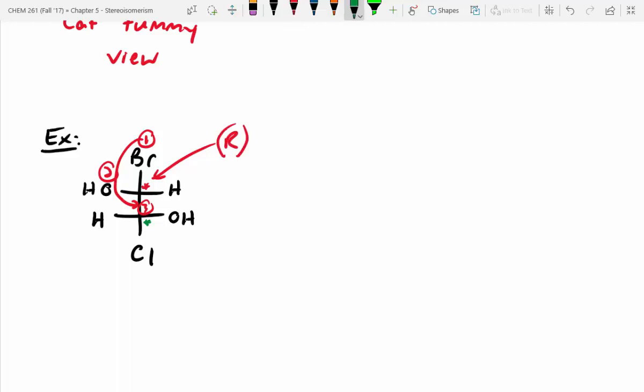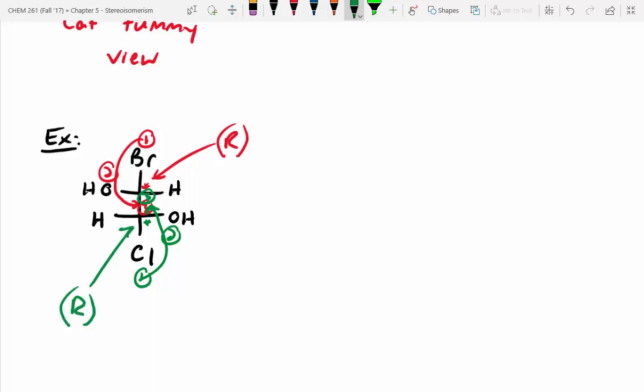All right, let's do the same thing with green. What would be the highest priority for that green substituent? Chlorine. Followed by this methyl, or that carbon right there. So we'd be going counterclockwise to the left again. So what would that be? R. So this is pretty handy.